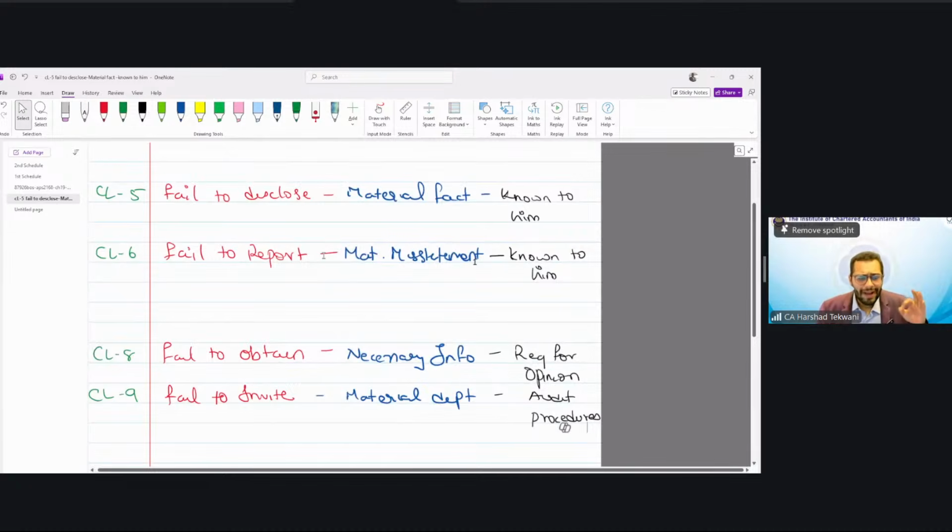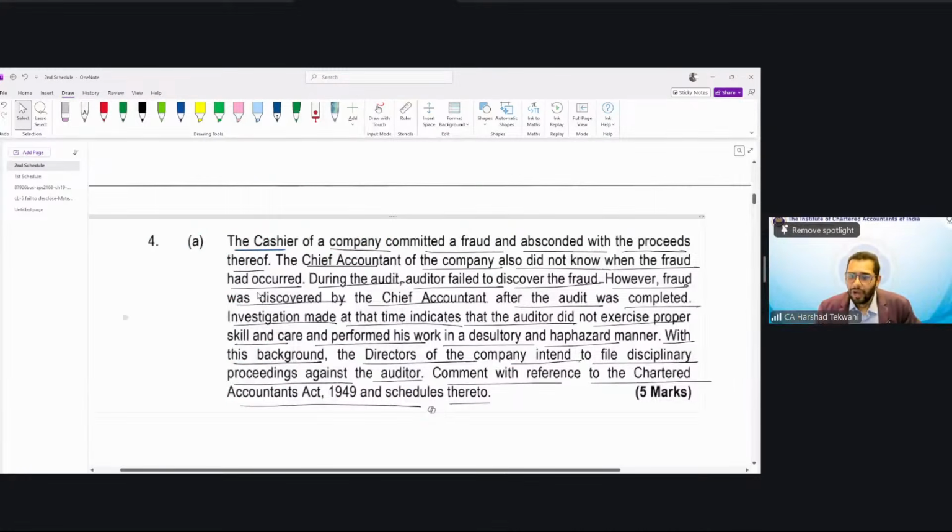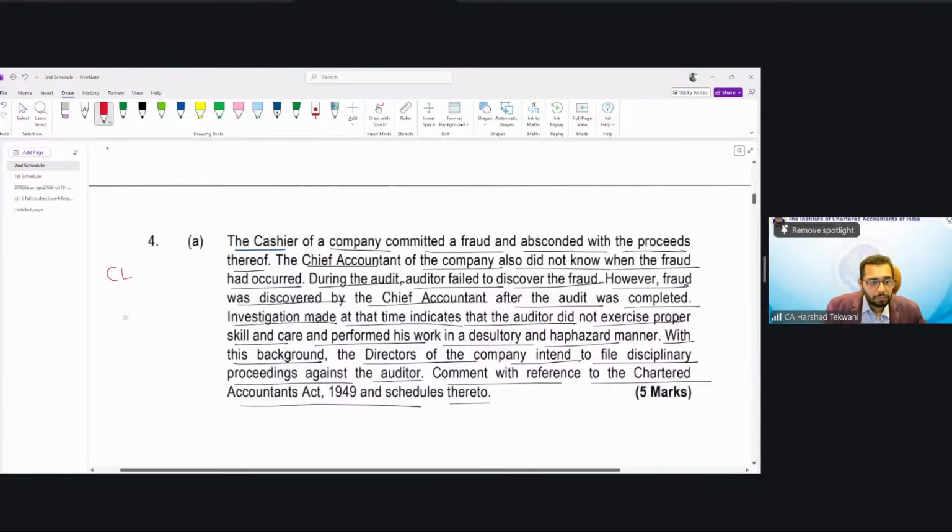Now in clauses 5, 6, 8, 9, there is some failure which is being done. In our question, tell me one thing, which failure do you identify over here? Is there any failure that you identify from the side of the auditor? First of all, failed to disclose known to him. Was the auditor aware about this particular fraud? Answer is no. So clause 5 will not come.